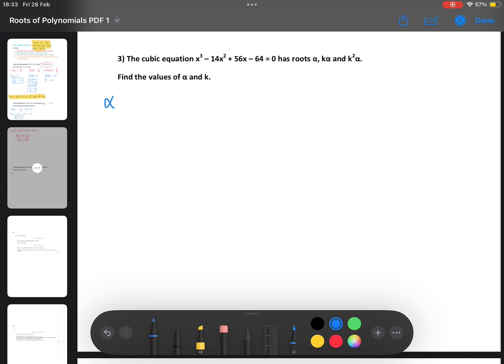So the minus sum of the alphas is minus 14, and a here is 1. There's a hidden 1 in front of the x cubed. So minus the sum of the alphas is just minus 14. Sum of the alphas is 14. And so if we add up alpha plus k alpha plus k squared alpha, we will get 14.